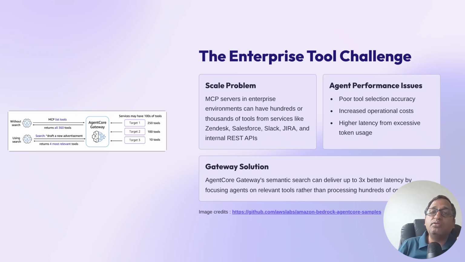Without intelligent filtering, if the agent is scanning all the tools, it might get back a list of 1,000 tools. Then it has to scan each one of them, and it might lead to a lot of performance issues. Choosing the right tool might become harder and reduce accuracy, it might consume more tokens, and it can increase latency. So this is where the AgentCore Gateway helps, with some smarter intelligence built in.